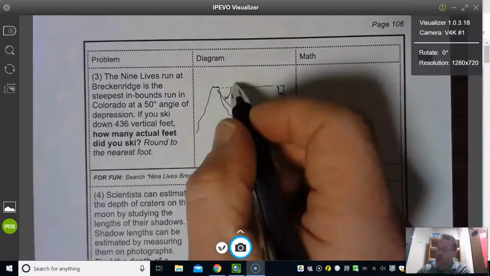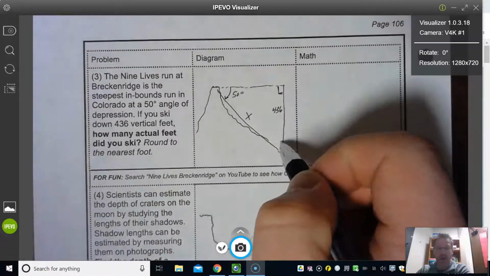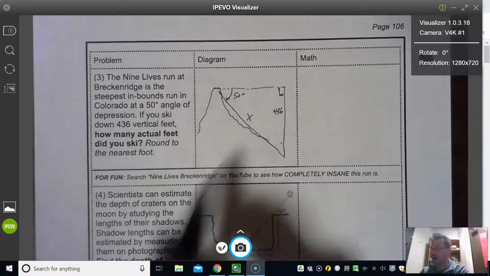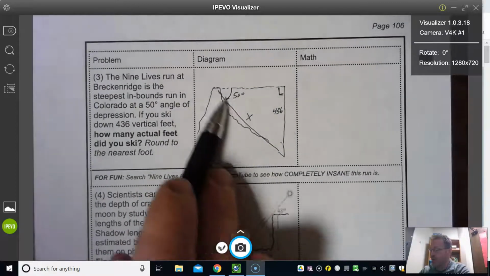All right, so there's our angle of depression. We know this side, that's our vertical change as we ski down the mountain. And then we want to know this, right? How far did I ski?